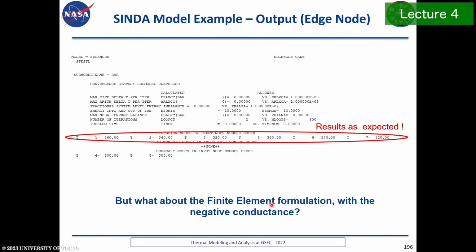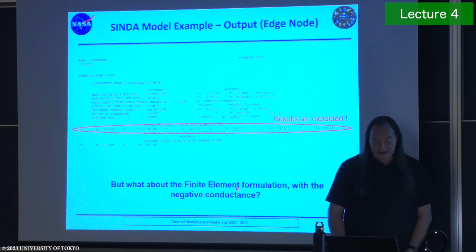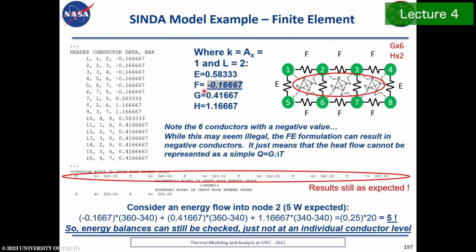What about that finite elements formulation with that negative conductance? We had this funky minus 1.66667. Well, we get the exact same temperature solution, 360, 340, 320, 360, 340, 320. The 300's there. So yeah, it's got a negative one, but if we look at the energy balance into node 2, we'd expect it to be 5 watts. And if we go through all the math, lo and behold, yes, it does come out to be 5.